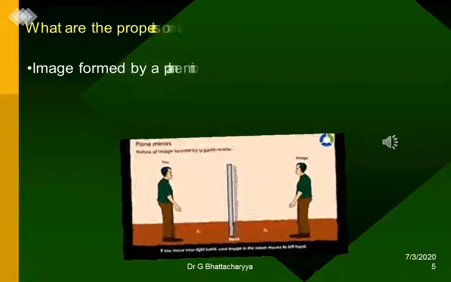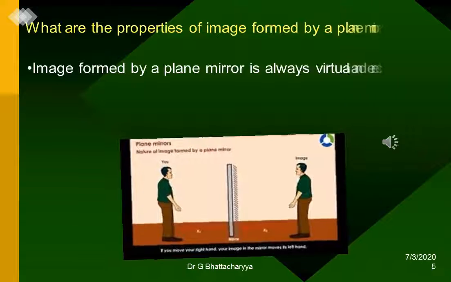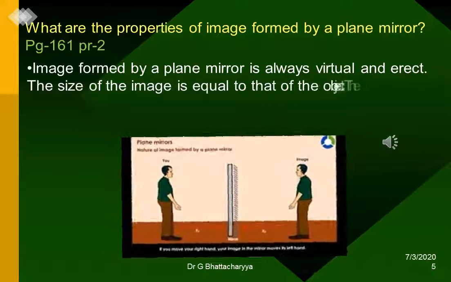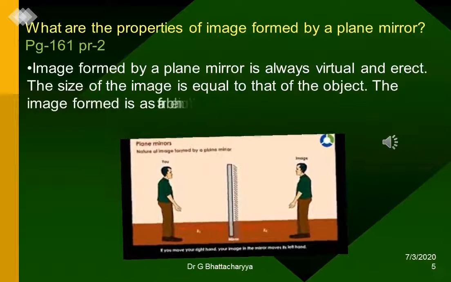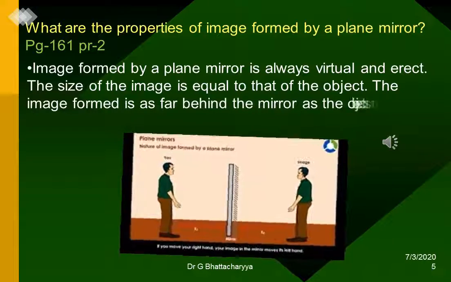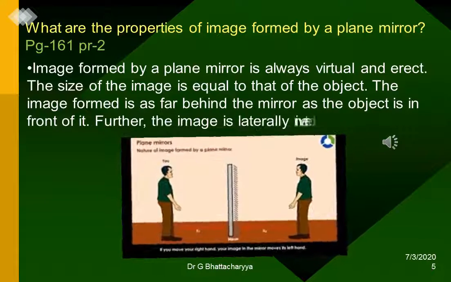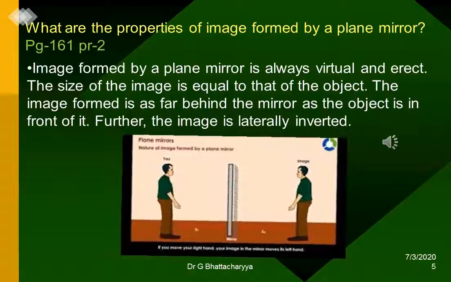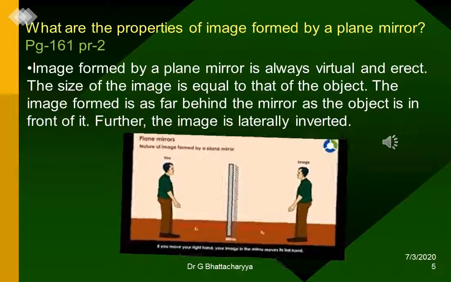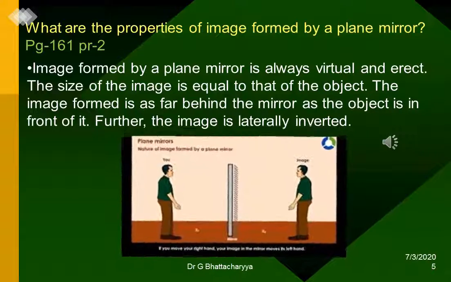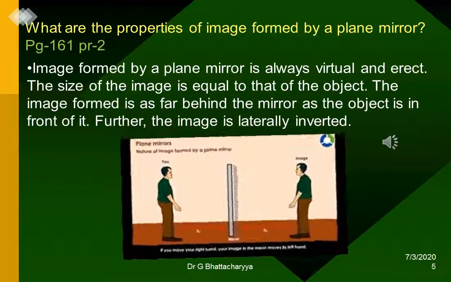What are the properties of image formed by a plane mirror? Image formed by a plane mirror is always virtual and erect. The size of the image is equal to that of the object. The image formed is as far behind the mirror as the object is in front of the mirror. Further, the image is laterally inverted, like as you see yourself in the dressing table mirror.